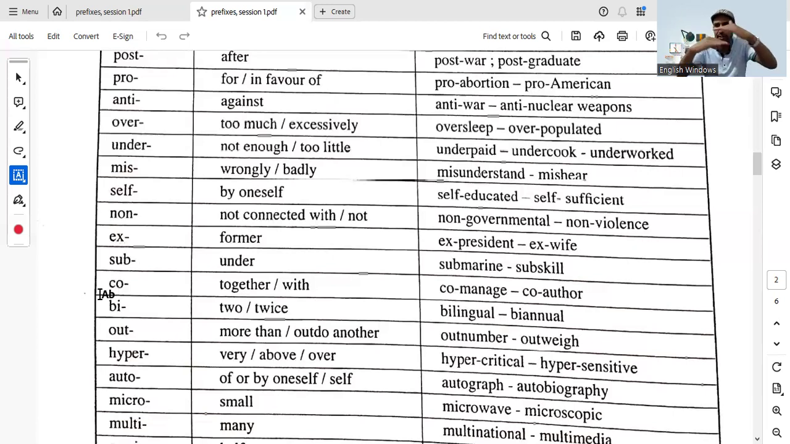Sub means very simply under, right? Say submarine. Marine is sea, submarine, right?